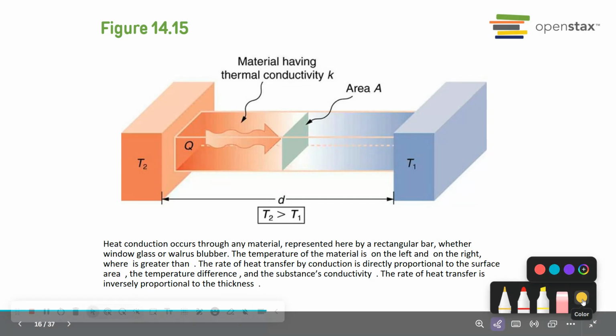And they said that the temperature of the material on the left has a greater energy than the temperature on the right. And so the heat transfer occurs in this particular case from the high temperature to the low temperature. And so this rate of transfer is inversely proportional to the thickness of the object. Okay, and I'm going to give you a formula here in a second.